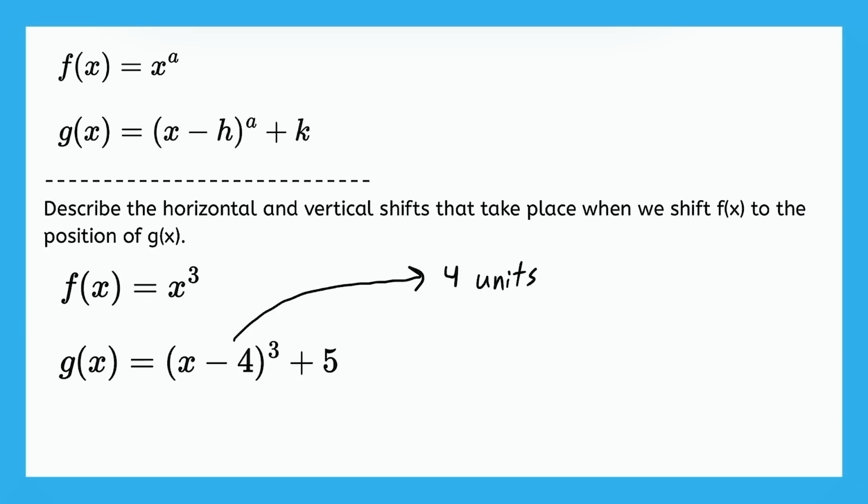All right, let's do a real quick hypothetical. What happens if we have x plus 4 instead of x minus 4? That would tell us that we're moving 4 units to the left as opposed to the right. But this problem was -4, so it's 4 units to the right. All right, let's look at one more example here.